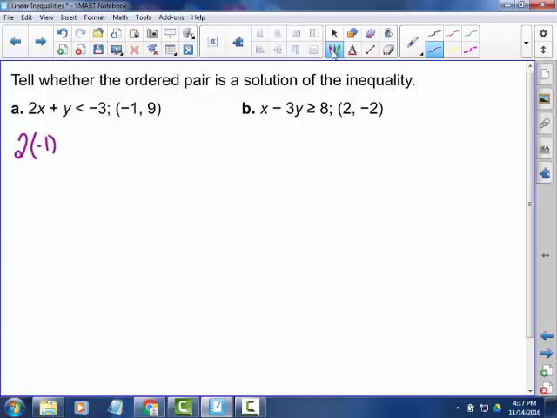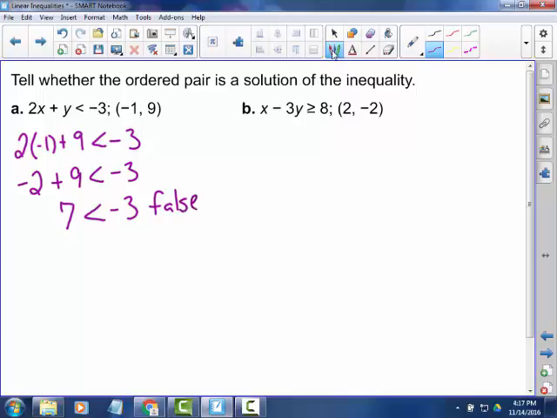So 2 times negative 1 plus 9, is it less than negative 3? 2 times negative 1 is negative 2 plus 9. Still wondering, is that less than negative 3? Negative 2 plus 9 is 7. Is 7 less than negative 3? No, it is not. So that is false. So not a solution.